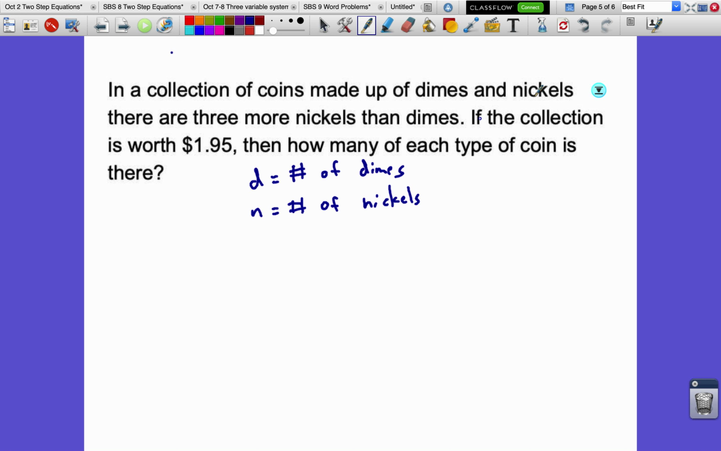Now that first sentence is kind of tricky to represent. There's 3 more nickels than dimes. So think, how would I have to balance this? Start with just nickels equals dimes, but there's 3 more nickels than dimes, so in order to balance it, I have to do the +3 on this side. Because there's 3 more n's than d's, d plus 3 equals n.